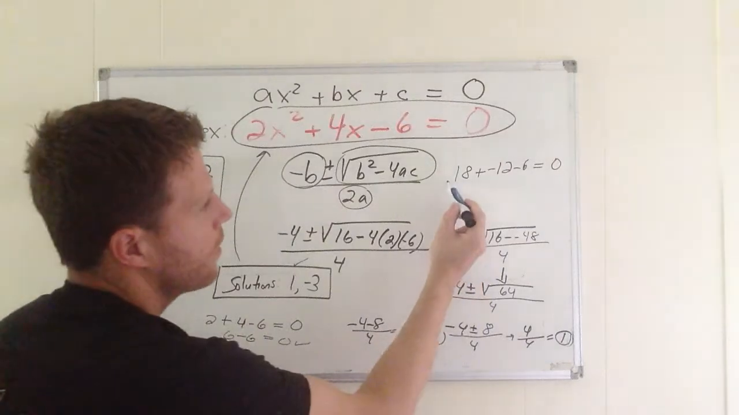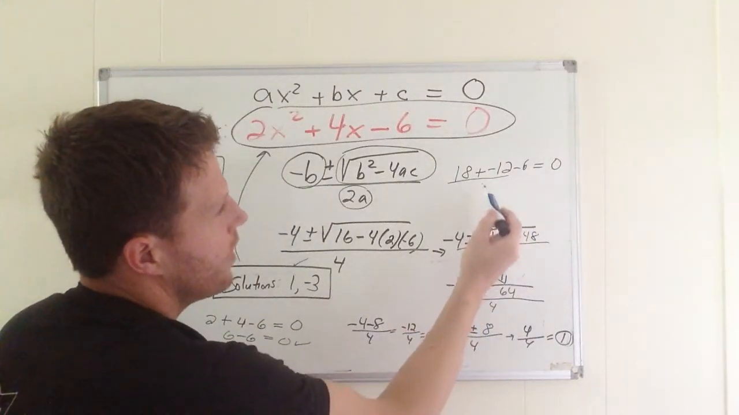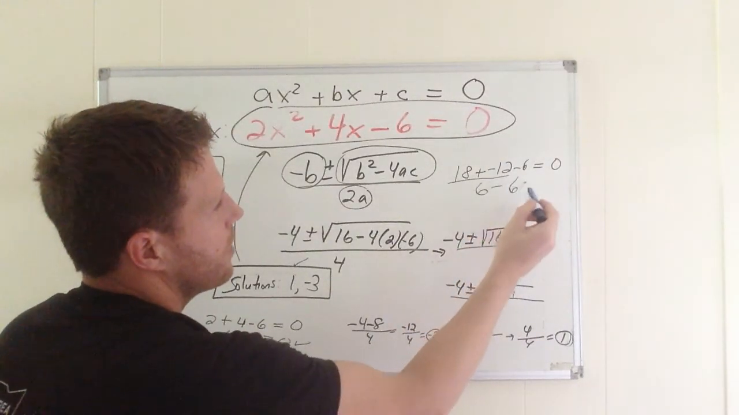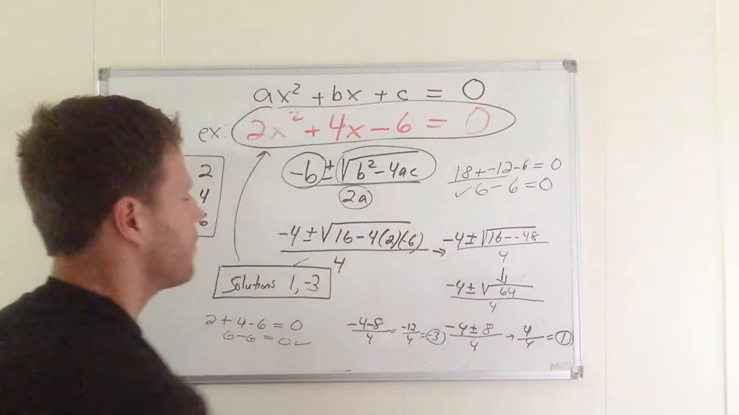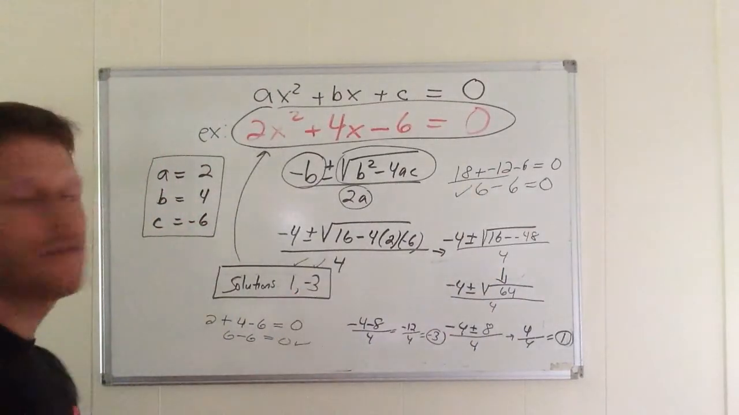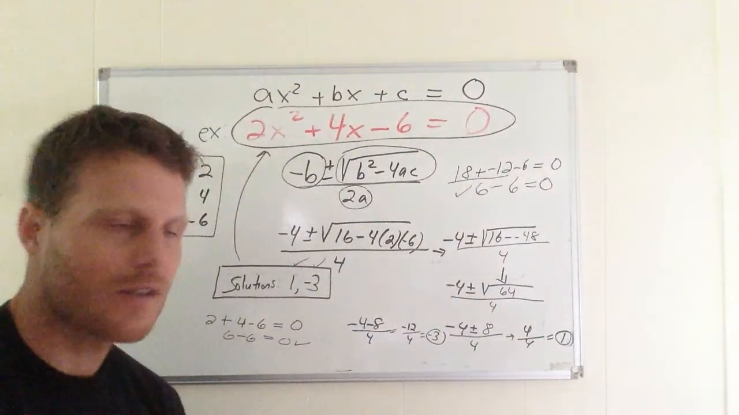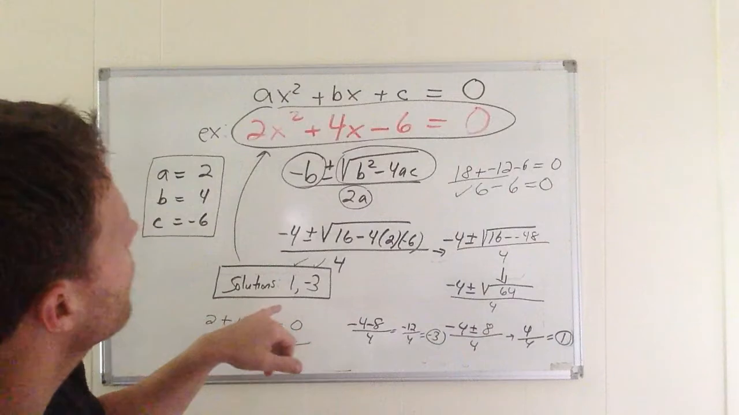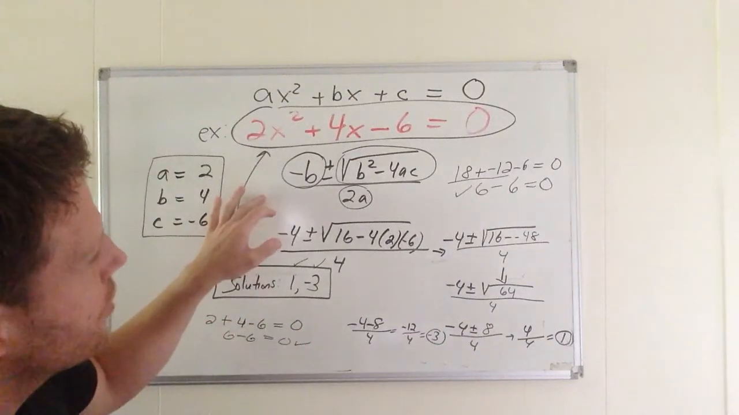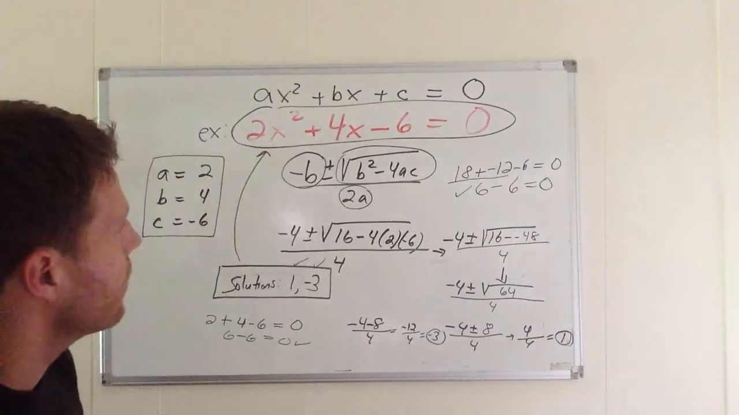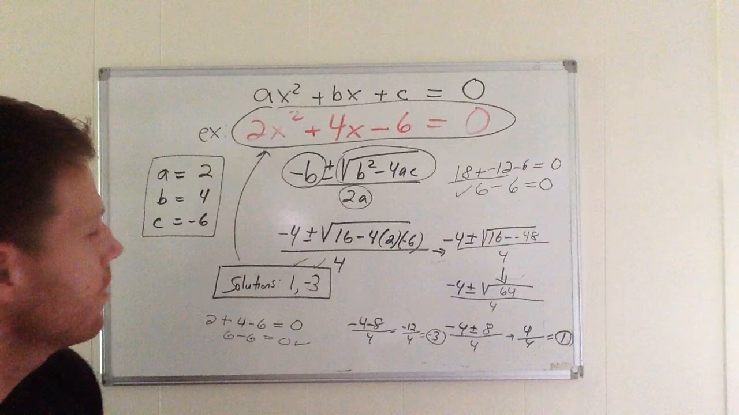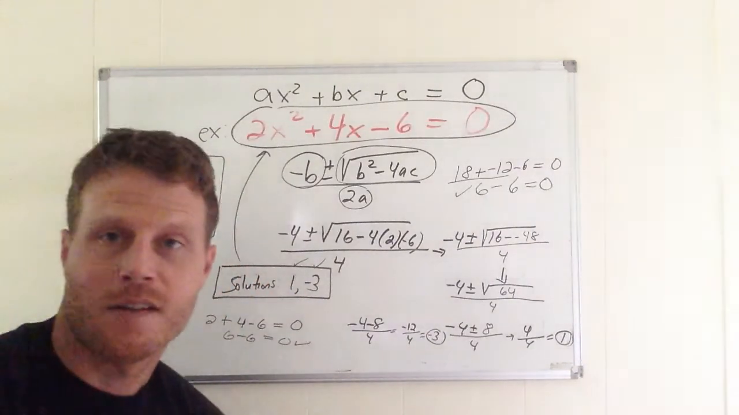Work this out a little farther. 18 plus a -12 would be 6. Subtract 6 equals 0. Yes, that's true. So therefore, -3 is a solution. So here we have our solutions. We did the work, we came up with our solutions, and the last part is we checked it. If they check true, we know they're solutions or roots to the equation.